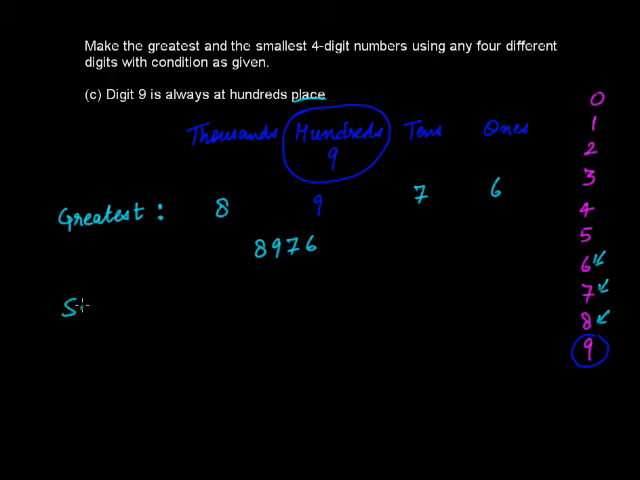Now the smallest one. Again, we cannot take 0. We'll start with 1. Then at the hundreds place, we cannot use 0. The reason is 9 has already been set there. So we'll write 9 here. Now we can use 0 here. And the next smallest digit would be 2. Therefore, 1902 is the smallest number possible under this condition.